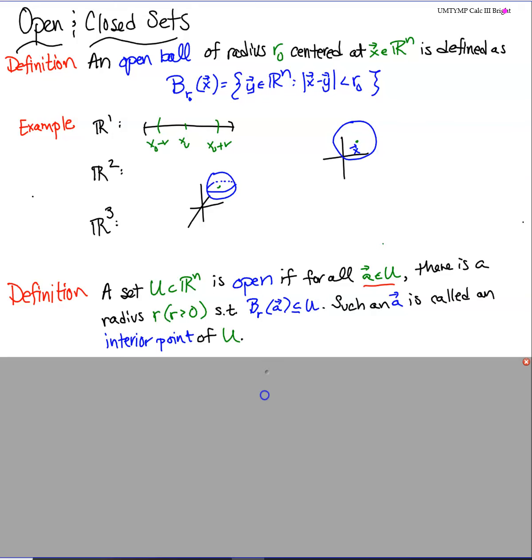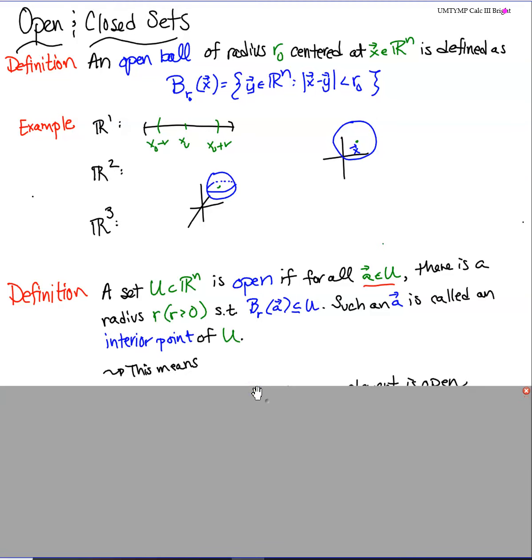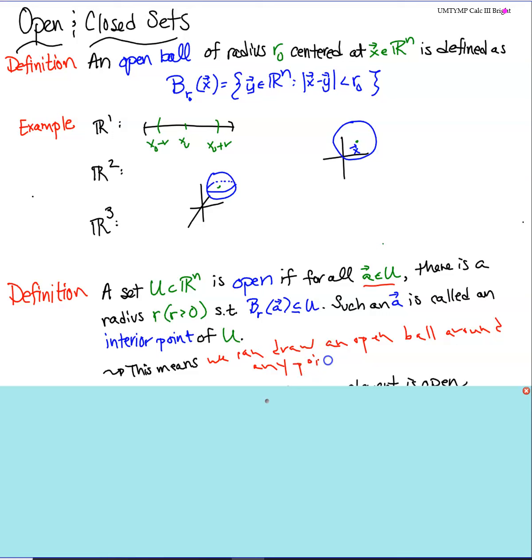Another way of saying this, and I'll fill in what I said here, this means we can draw an open ball around any point in U, in our set U, and stay in U. That's what it means.